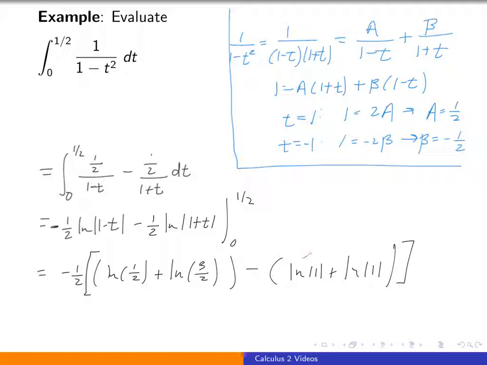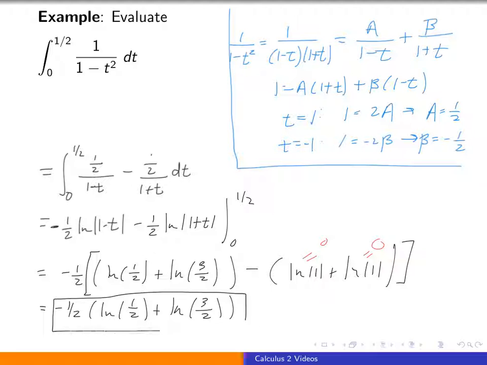Since the natural log of 1 is 0, what we are left with is simply the minus 1/2 natural log of 1/2 plus the natural log of 3/2. You could simplify the natural logs a bit here, but I think that this form of the solution is certainly fine.